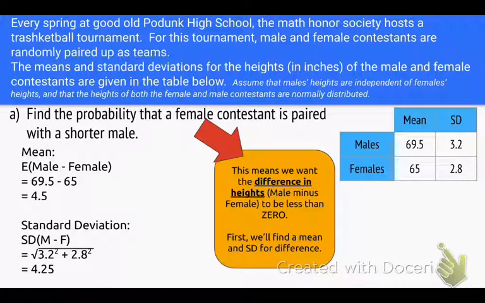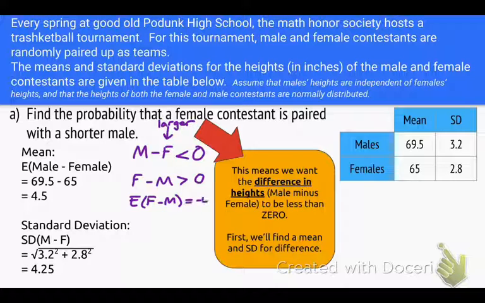Now let's go ahead and, oops, I missed the first part. Find the probability that a female contestant is paired with a shorter male. There we go. So that's why we want to know that if the female was larger, right? Let me write this out for a second. So if my male minus my female is negative, the difference is negative, that means this is the larger number. That means my females are larger. Could you do f minus m is greater than 0? Yeah, you could. Your expected value of f minus m would then be negative 4.5.